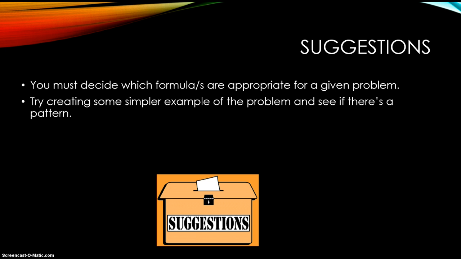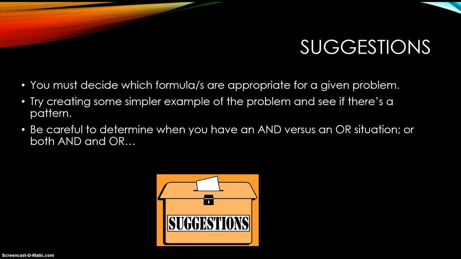If you get stuck, try creating a simpler example of the problem and see if there's a pattern. So maybe I'm picking marbles out of an urn, and there's a whole bunch of marbles that are blue and some are red and some are green. Instead of dealing with large numbers, maybe make it an urn with 2 green, 1 red, and 1 blue, or something like that. Try to do something smaller. See if you can figure it out. Maybe draw some examples of it, and then see if there's some pattern that can help you determine the right way to get the answer.